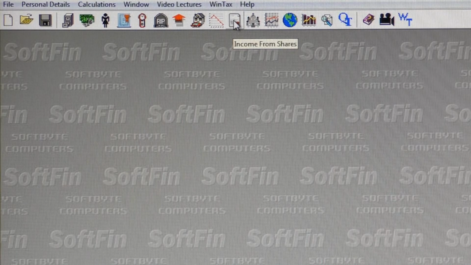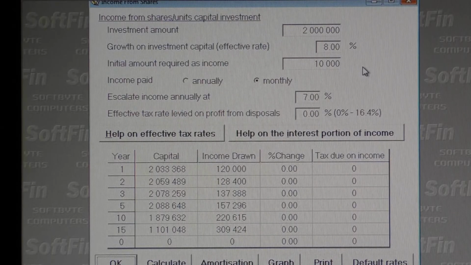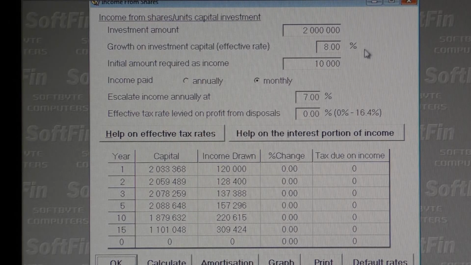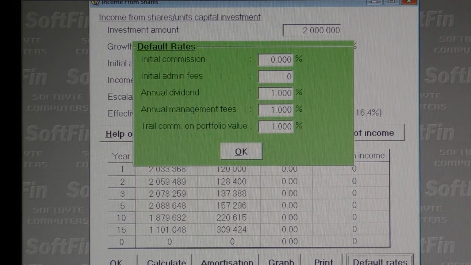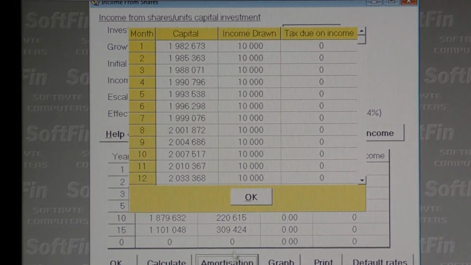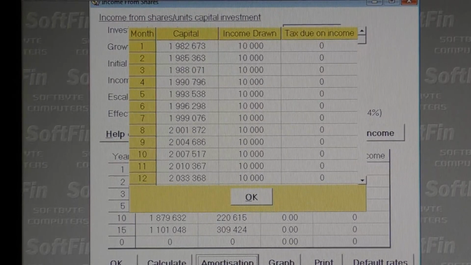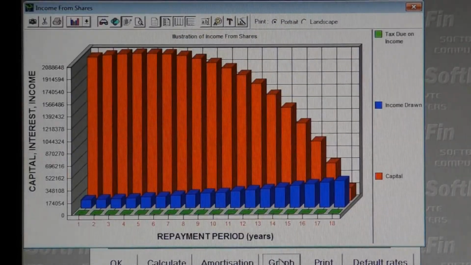A similar calculator shows an amount invested in a portfolio of shares such as unit trusts. You can enter any rates you like here. Down at the bottom, the default rates allows you to set up your own values for default costs and commissions. Amortizations and 3D graphs are provided.